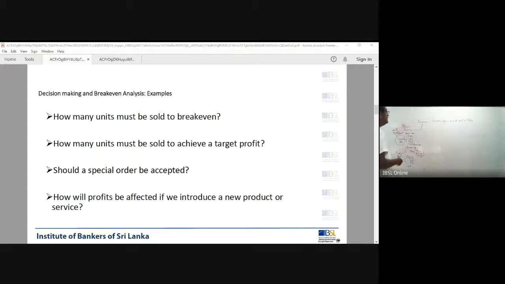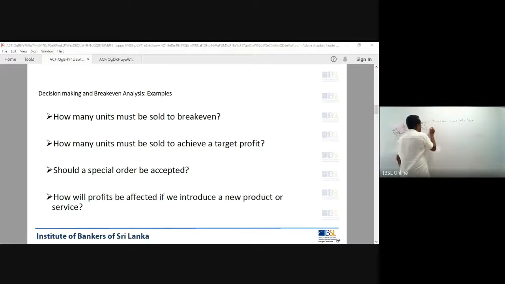Let me break down again. What is revenue? Revenue equals price per unit into number of units you sell. Revenue equals selling price of 1 unit into number of units you sell.